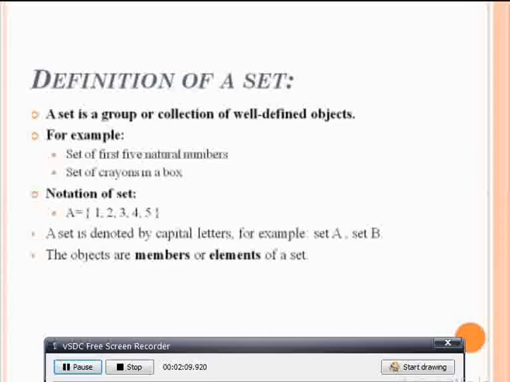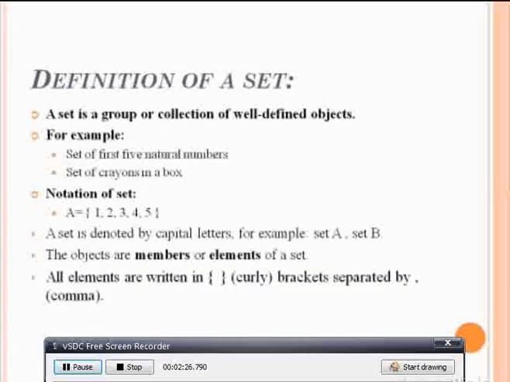The objects of the set are called members or elements of a set. In the above example, 1, 2, 3, 4, 5 are the members, or you can say elements, of a set A. As you can see, all elements are written in curly brackets and separated by commas.